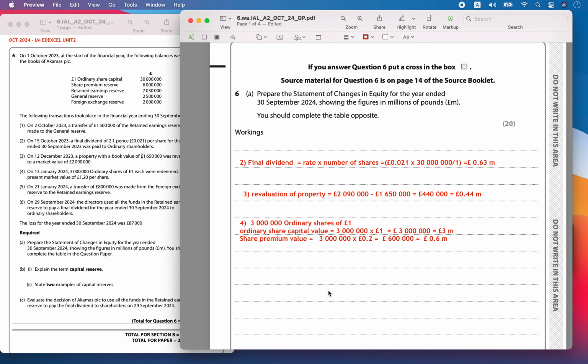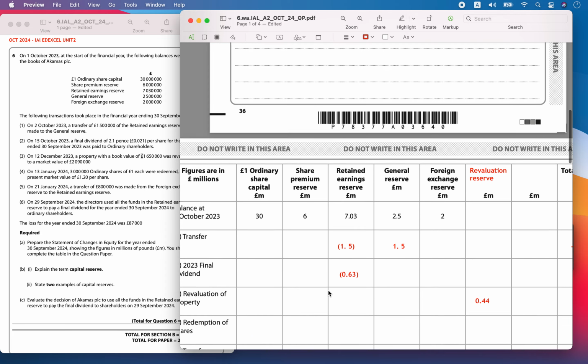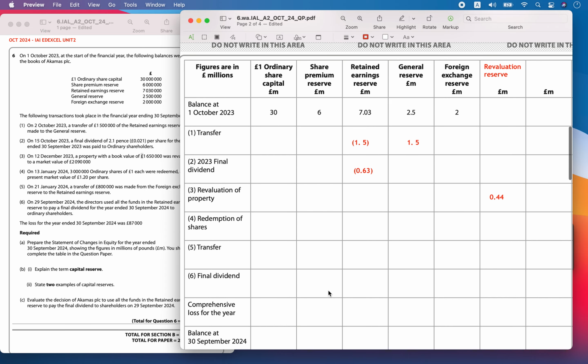Now these were redeemable shares. These were redemptions of shares that had happened. So any redemption of shares is going to decrease my share capital, my share capital reserve and my retained earnings. And then I'm going to transfer it into the capital redemption reserve.